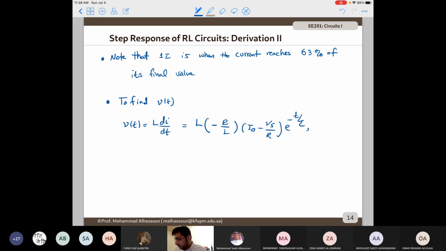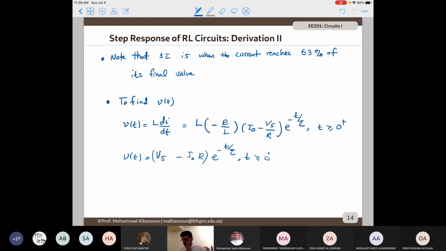Okay, so if we're going over time, I promise you this is the last thing. If I simplify it, I will end up with, okay, this is the voltage. This is the expression for the voltage.